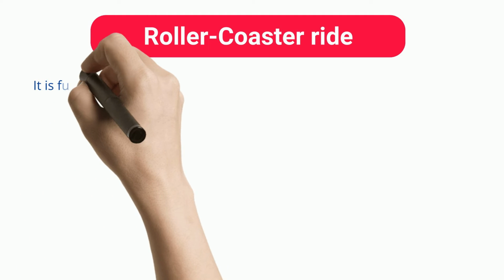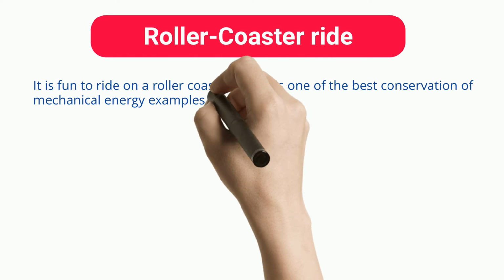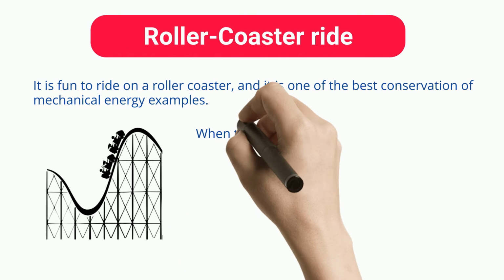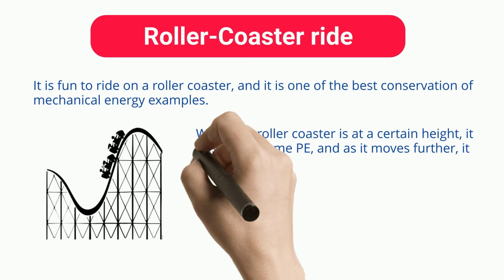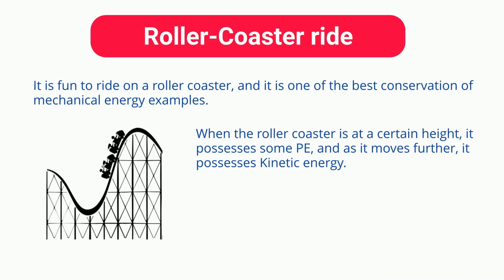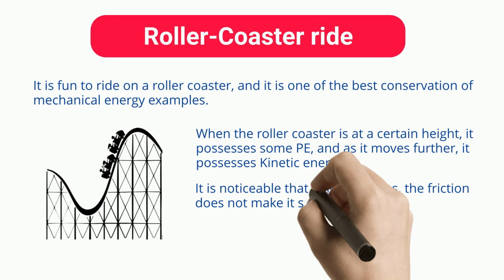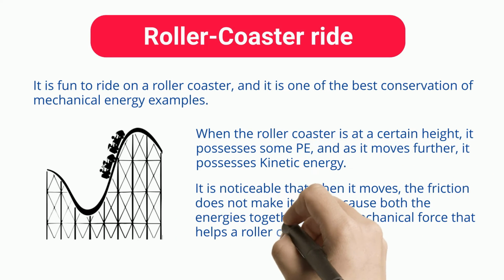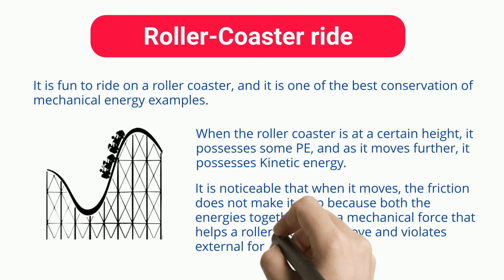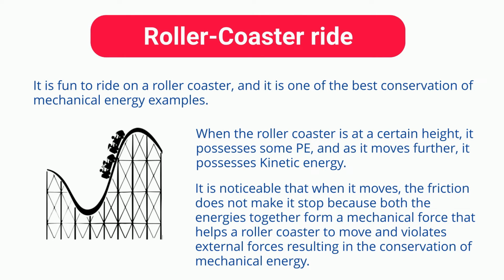Roller coaster ride. It is fun to ride on a roller coaster, and it is one of the best conservation of mechanical energy examples. When the roller coaster is at a certain height, it possesses some PE, and as it moves further, it possesses kinetic energy. It is noticeable that when it moves, friction does not make it stop, because both the energies together form a mechanical force that helps the roller coaster to move and overcome external forces, resulting in the conservation of mechanical energy.